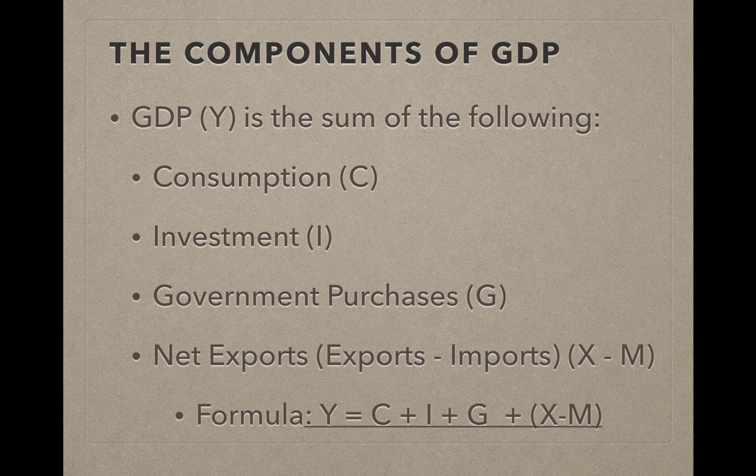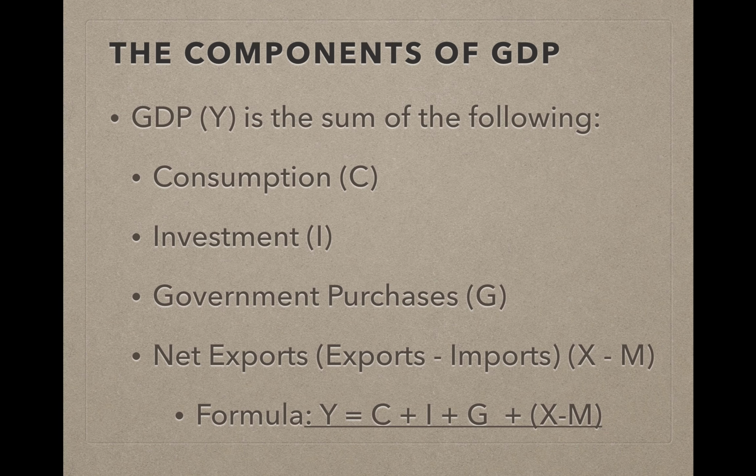The formula is GDP, which we represent with Y, is the sum of C plus I plus G plus X minus M. So what we're going to do is add up all of these things together. We're going to add up how much consumers are spending, how much businesses are spending in investment, how much the government is purchasing, and we're going to look at how much we sell to other countries versus how much we buy from other countries. And when you add up all those things together, that's going to give us a total dollar amount of how much our GDP is.